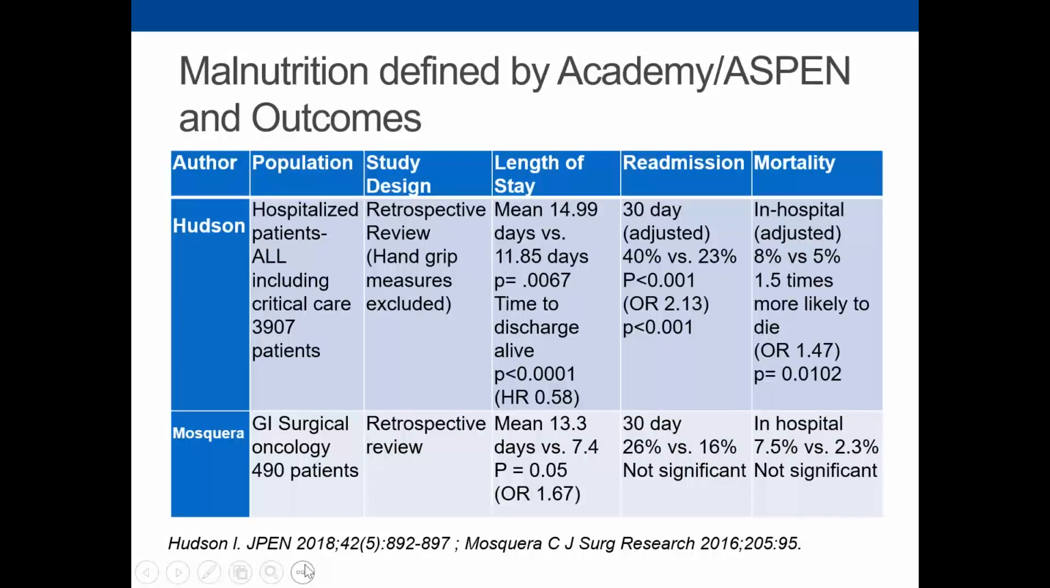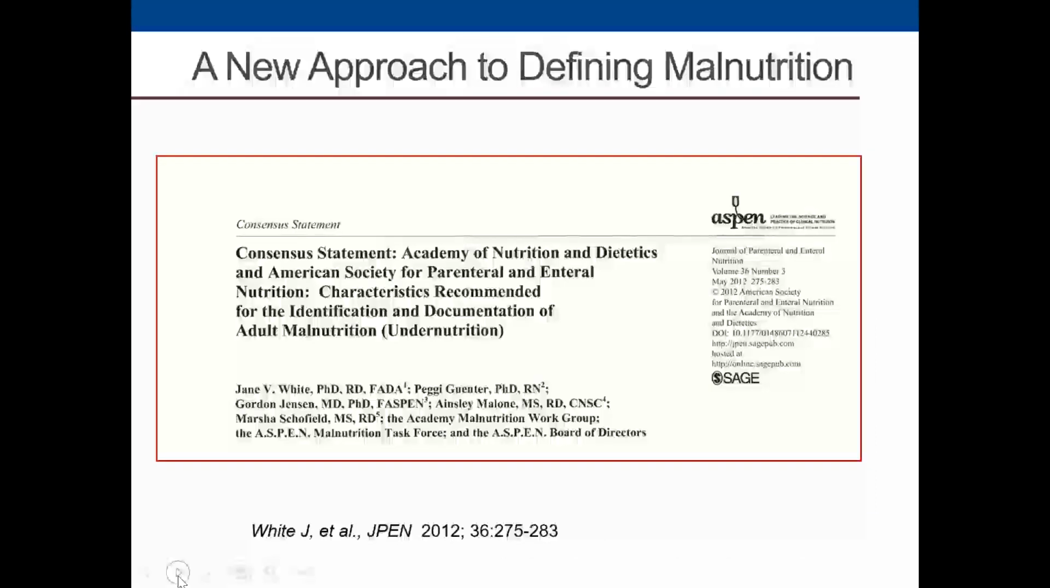And then these are just 2 additional outcome studies that have been done recently comparing patients who are malnourished versus those that aren't, using the Academy Aspen consensus approach. And you can see these are both retrospective reviews. Length of stay was certainly longer in those who were malnourished. 30-day readmission rate was greater, and mortality was greater in this particular study. In this study by Mosquera, the only significance was the length of stay was longer. But again, I think you can see a pretty significant signal showing that negative outcomes are definitely more common in those who are malnourished.